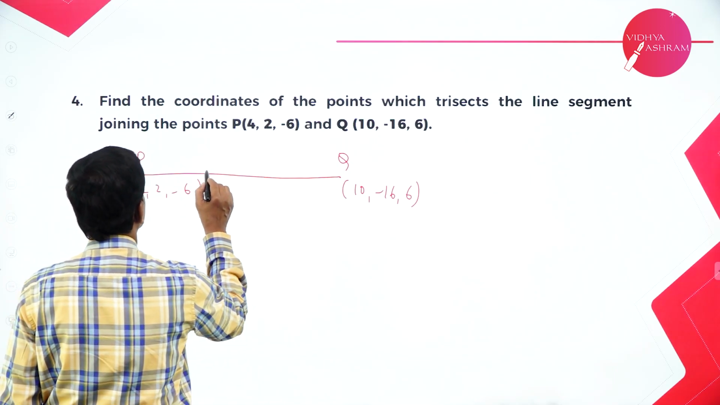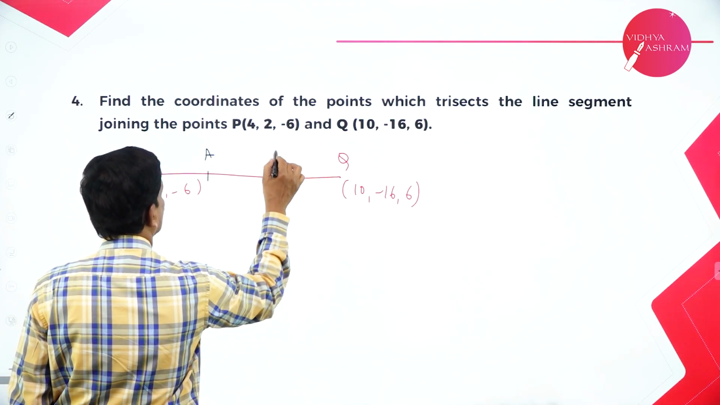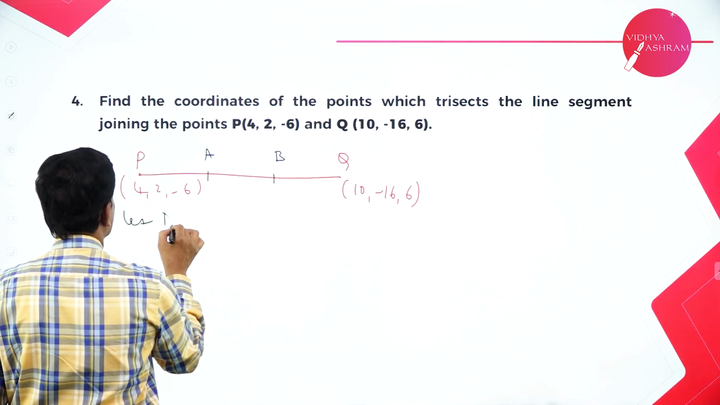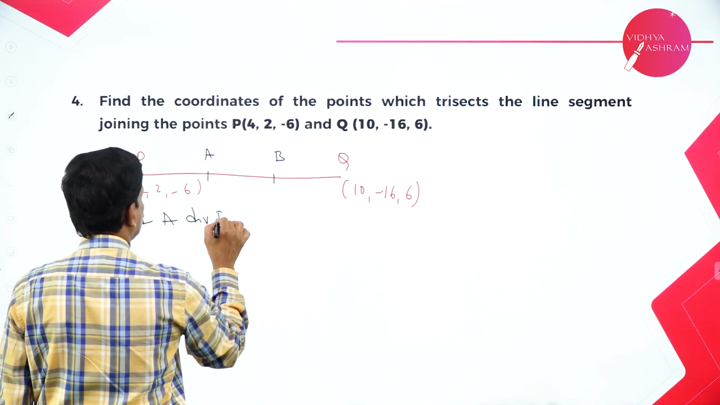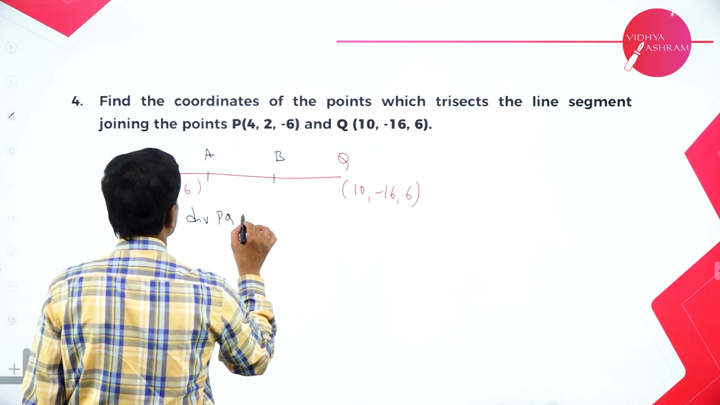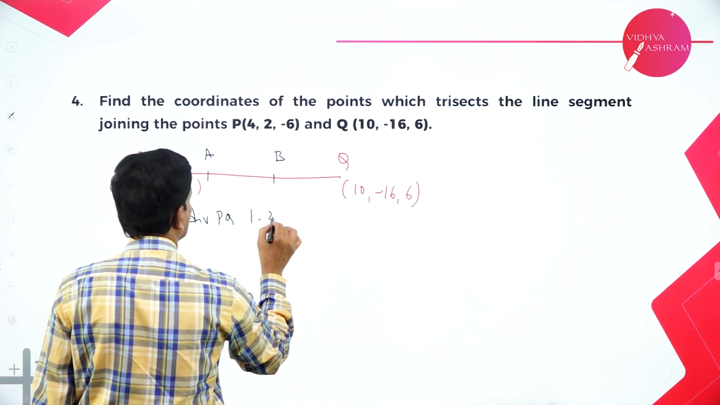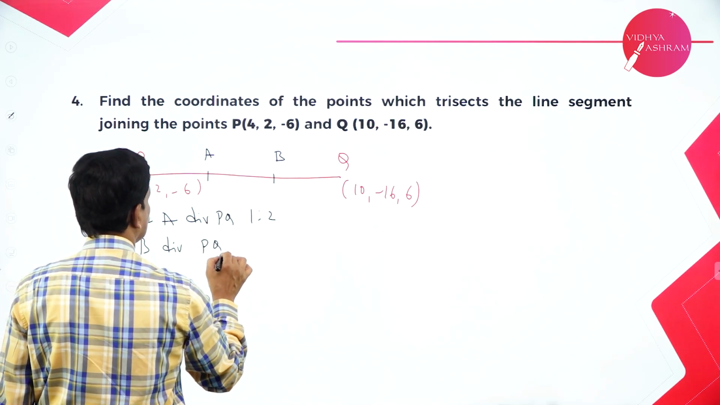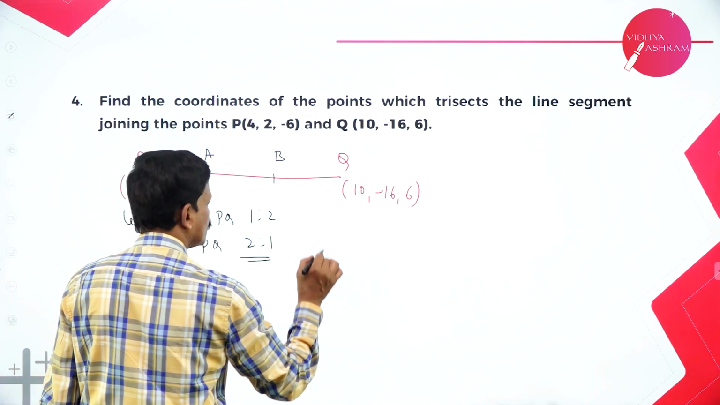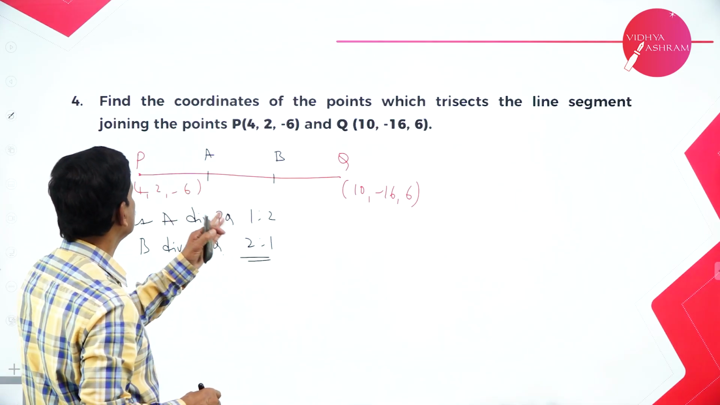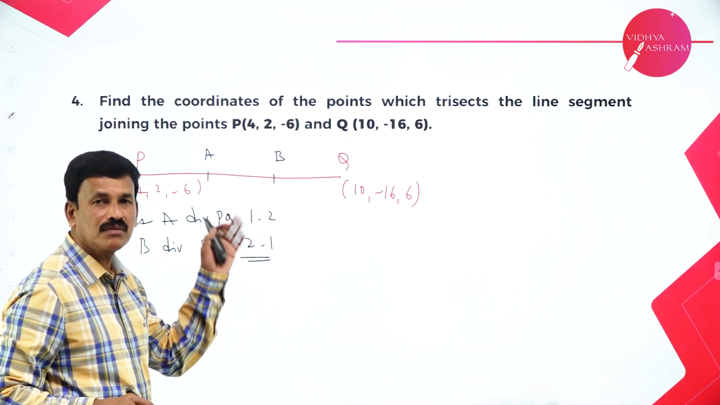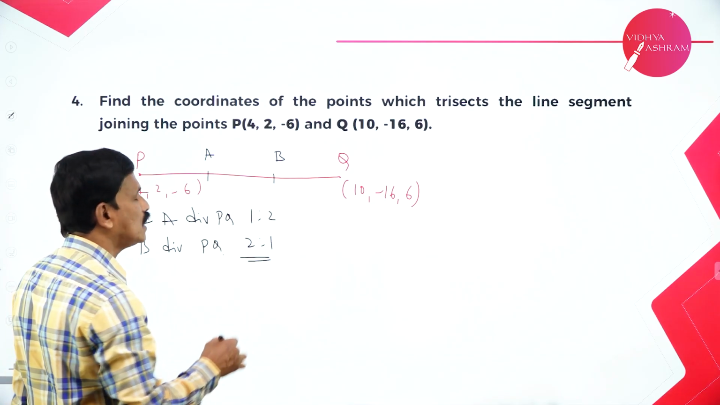Let A and B be the points of trisection. Let A divide PQ in the ratio 1:2, and B divide PQ in the ratio 2:1. Okay, now just find out the values for the 1:2 ratio and for 2:1. That will give the trisection points A and B.